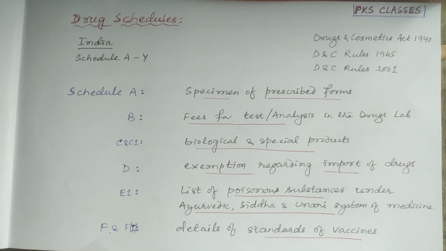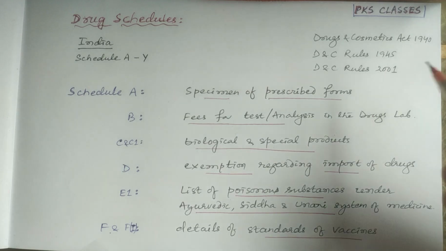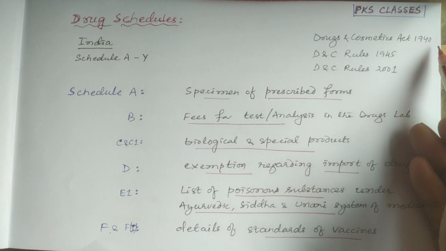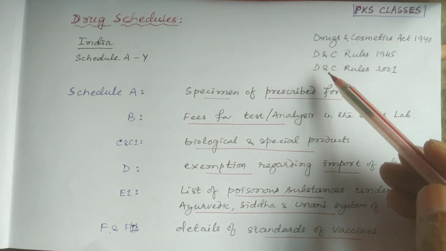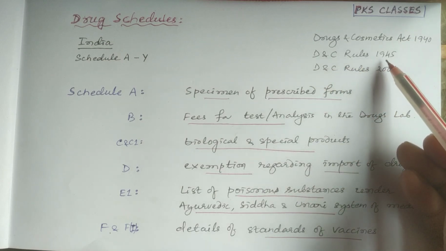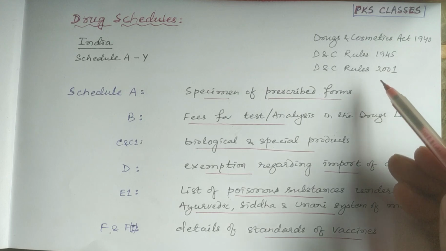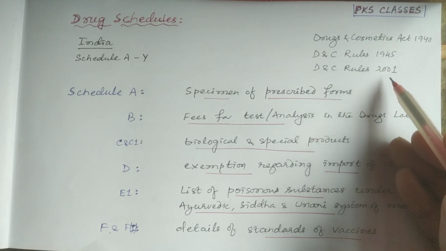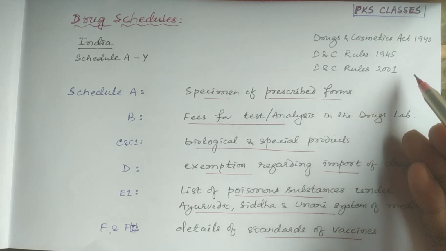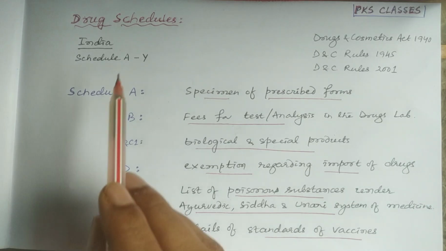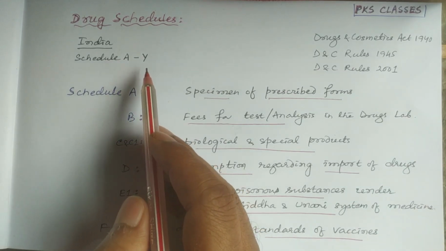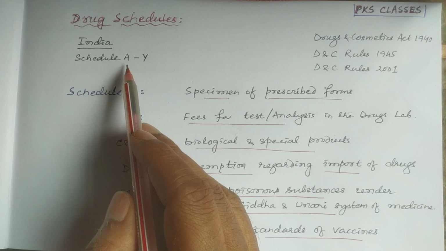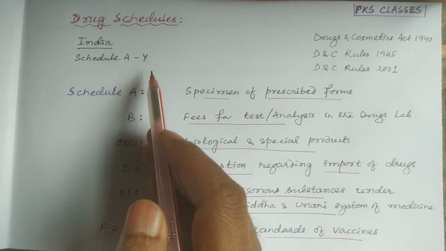Namaskar. Today we'll study the drug schedules in India. In India, as per the Drugs and Cosmetics Act 1940 and rules thereunder 1945 and 2001, the 10th Amendment, there are almost 25 schedules from Schedule A to Schedule Y.